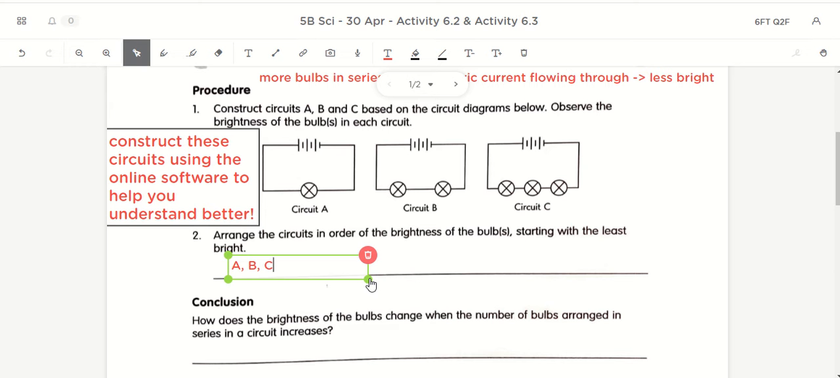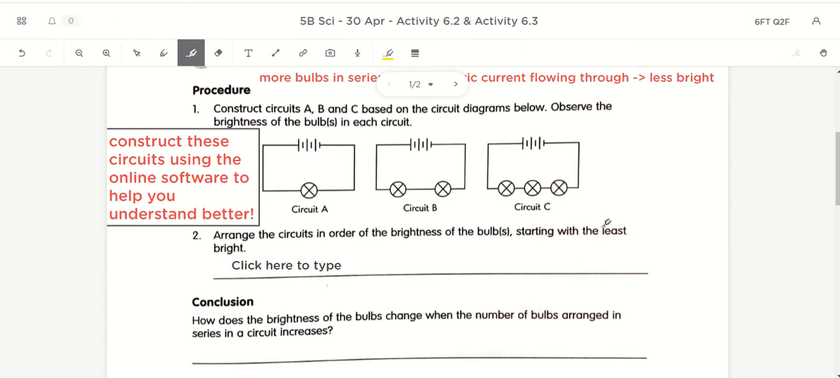Oh, sorry. I want it to be the least bright first. So there's something wrong here. Okay, I want it to be least bright. Even Mr. Wong sometimes is confused. So I want the least bright to be here. So let's start with the least bright one.